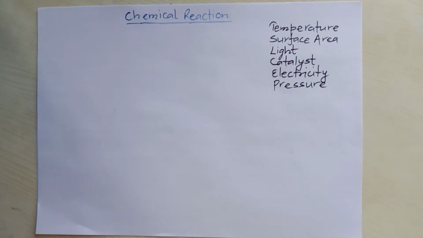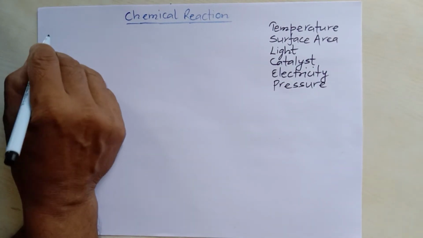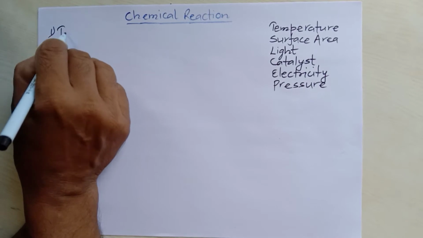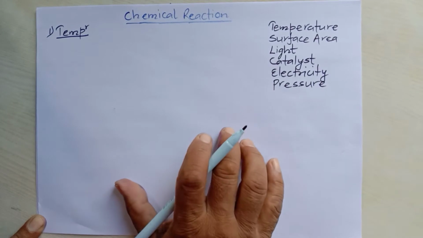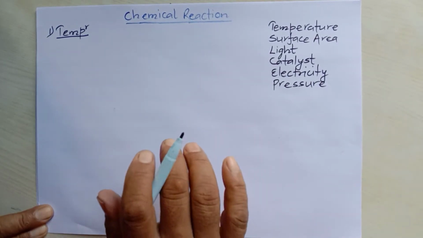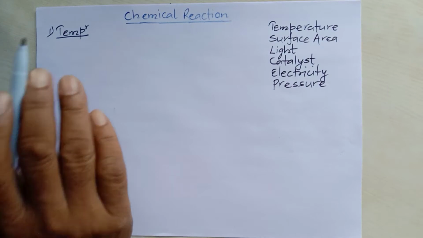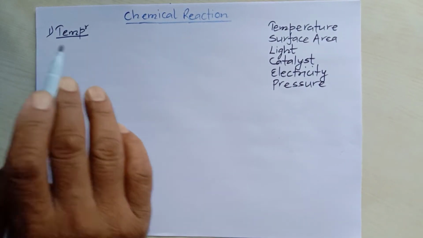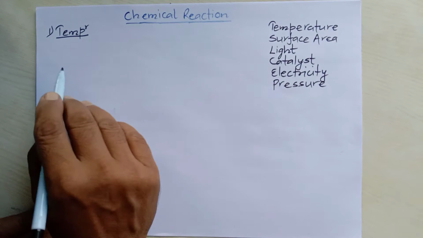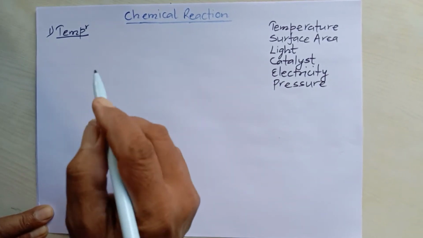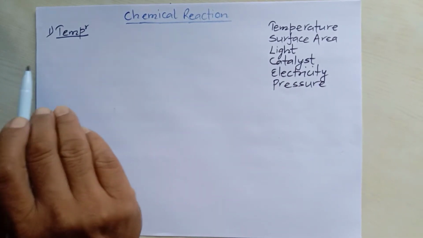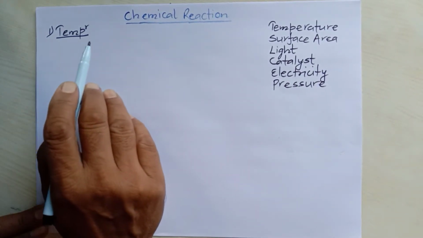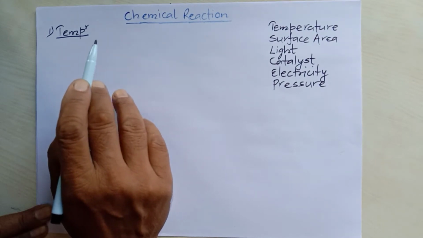Let's talk about first temperature, or sometimes called heat also. Now when reactants are heated, reactants means the substance, elements or compounds which take part in the chemical reaction, their molecule or atom vibrates more rapidly, due to which the rate of collision of their molecule or atom increases.